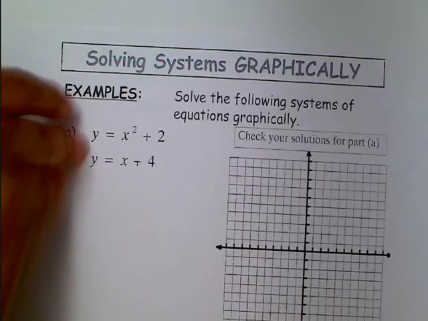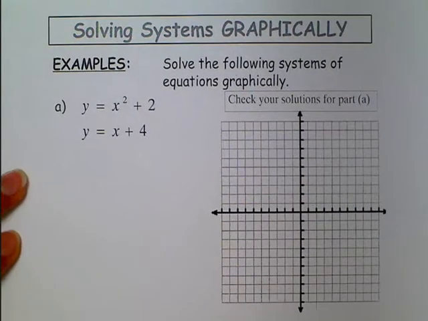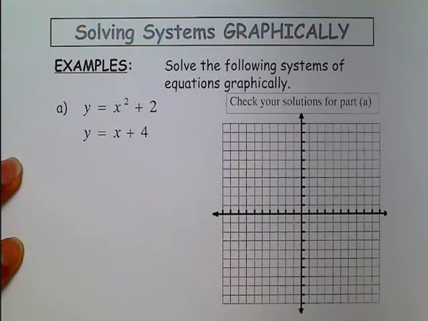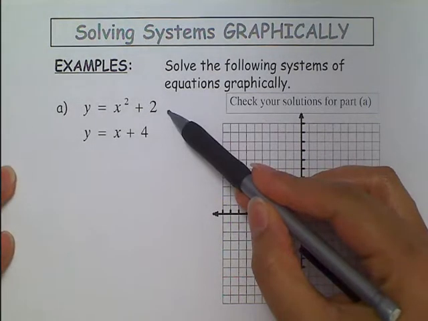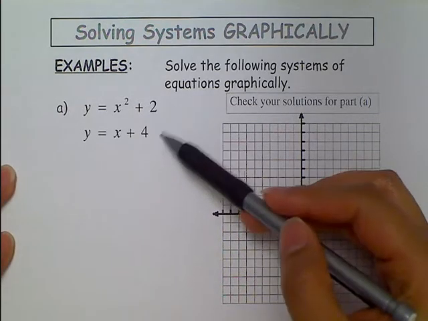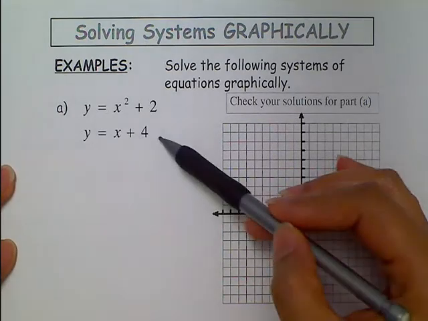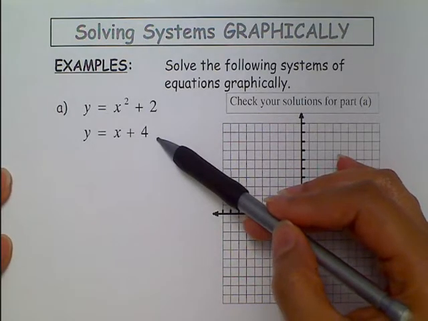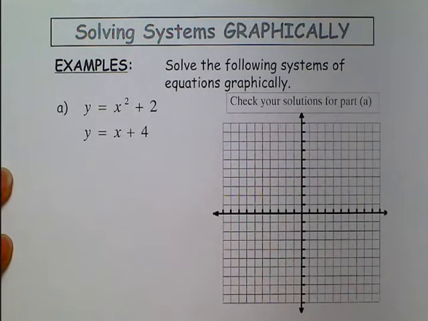Let's look at our first example, and we're going to try to solve the following system of equations graphically. In the first example we have a quadratic function, y equals x squared plus 2, so a parabola shifted up 2 units. And the second equation is the equation of a line, in slope y-intercept form. You can tell it's a line because the highest exponent on x is just an imaginary exponent of 1.